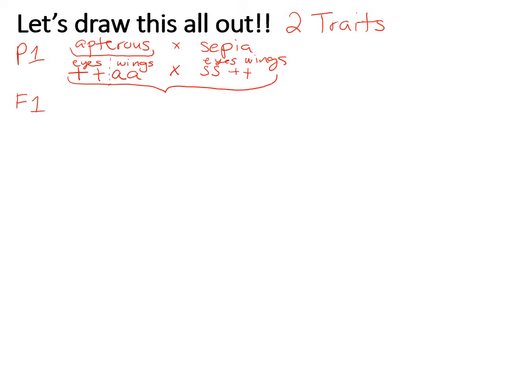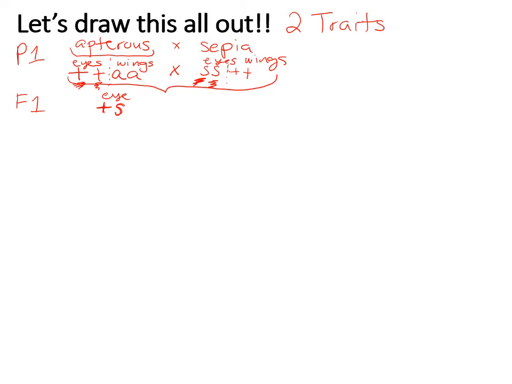Again, think of the traits separately. So for eyes, these offspring can only get a plus or a plus. So no matter what, the F1 will get 1 plus allele from parent number 1. And what eye color allele can it get from the second parent? Either lowercase s or lowercase s. Either way, it's getting an s as the second allele.